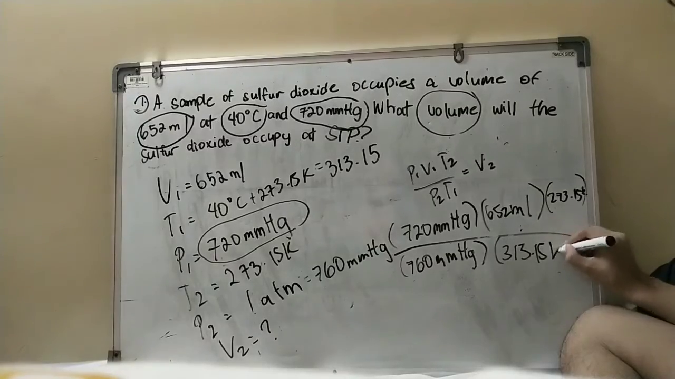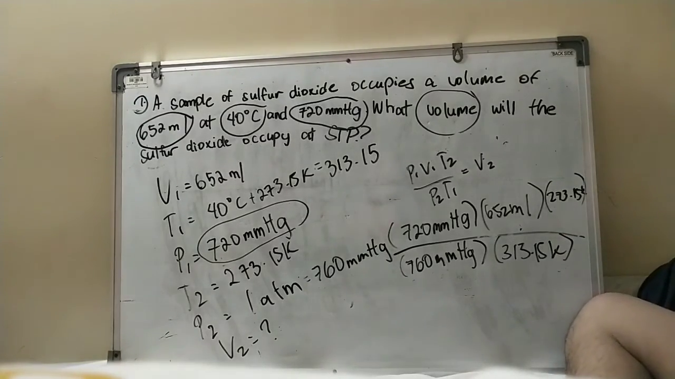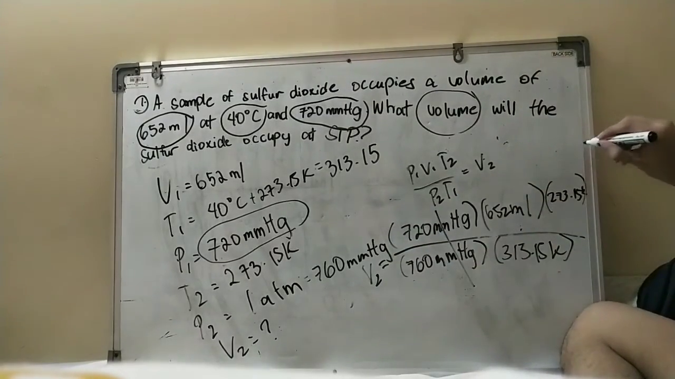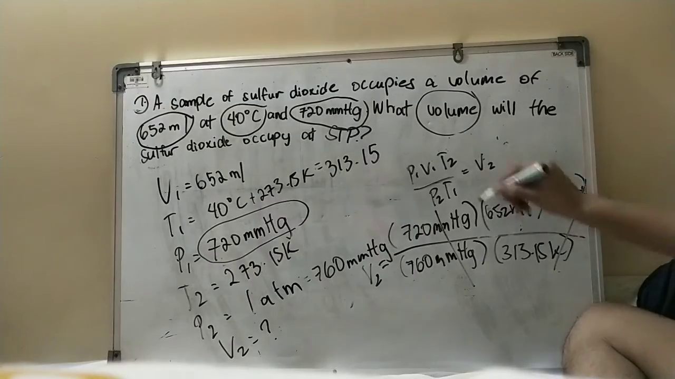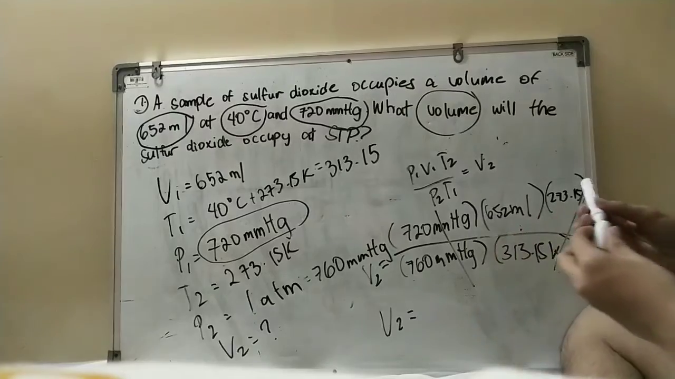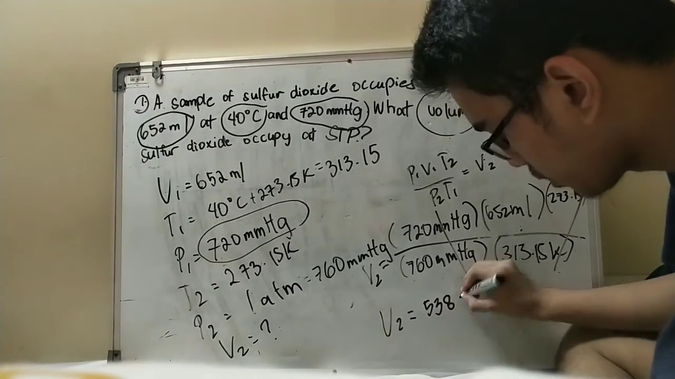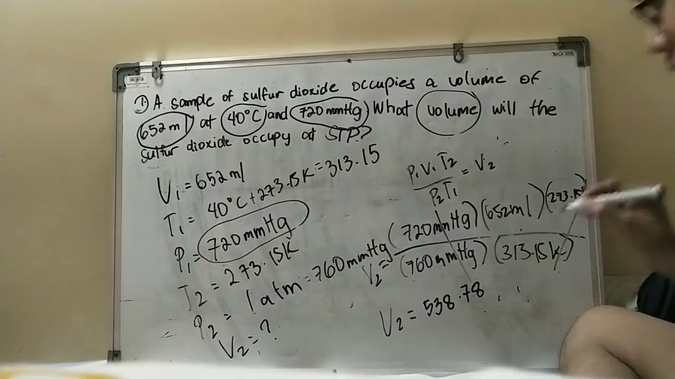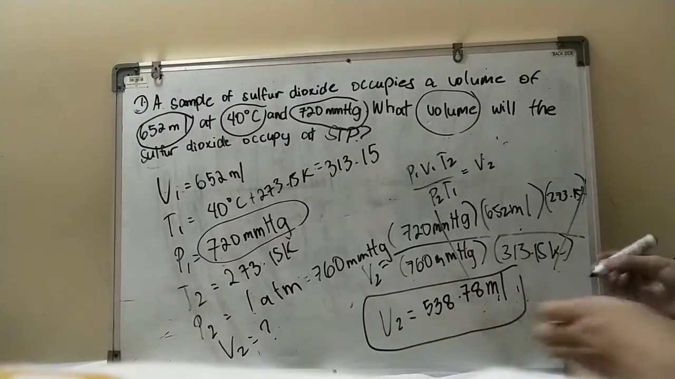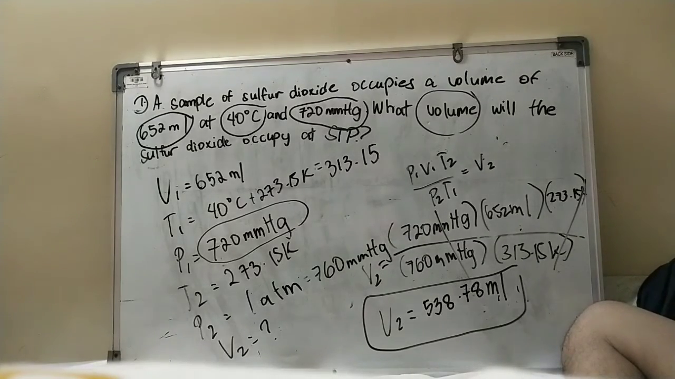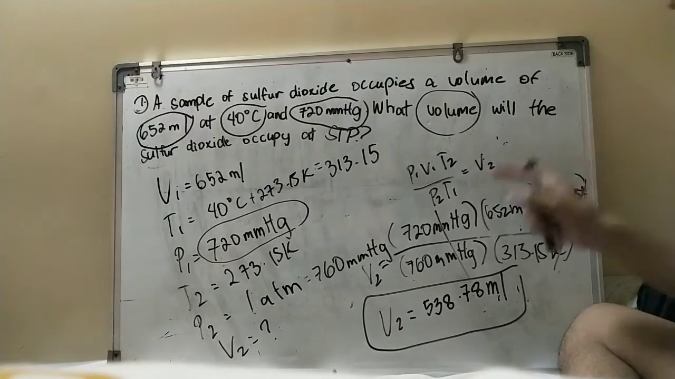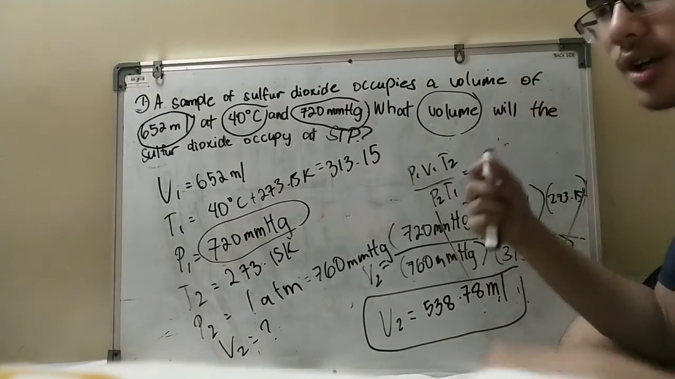313.15 Kelvin. Now, since we're finding volume 2, we need to cancel these values because it's a fraction and they're going to be cancelled. Now, our final answer is 538.78, rounded off to 2 decimal places, milliliters. So, we have now solved the final volume of this first example. Let's move on to the next so that you can really get this into your head and understand it more.